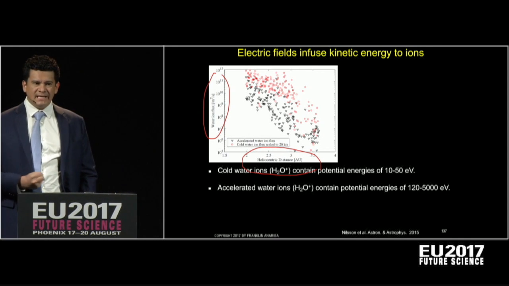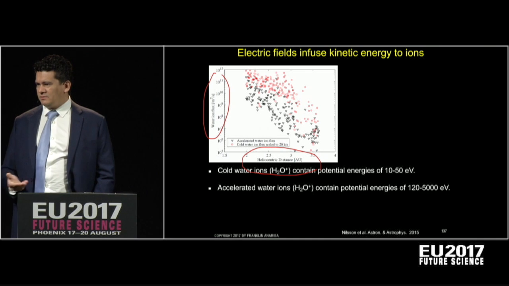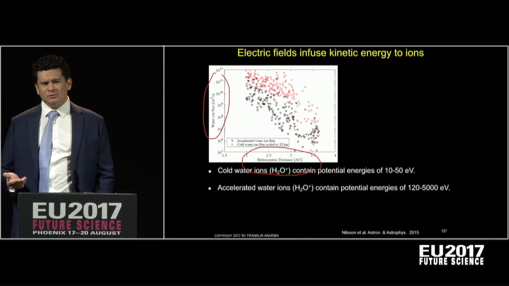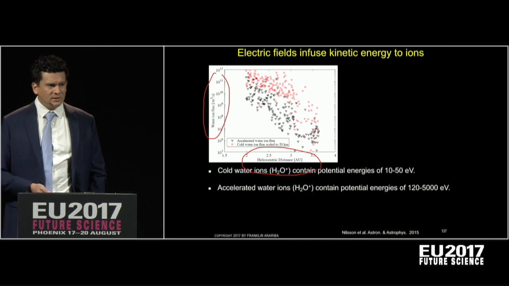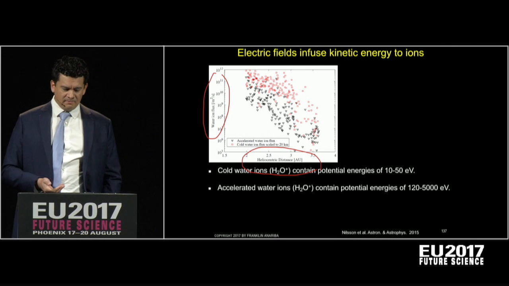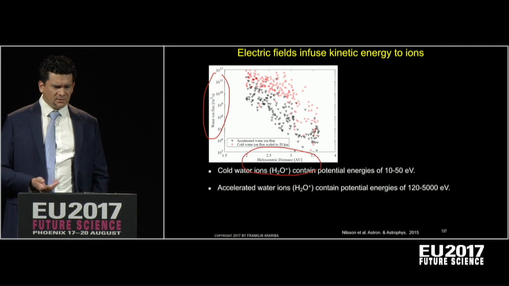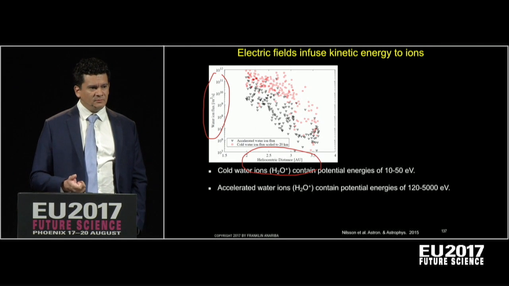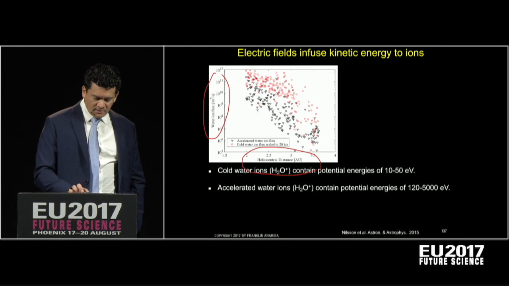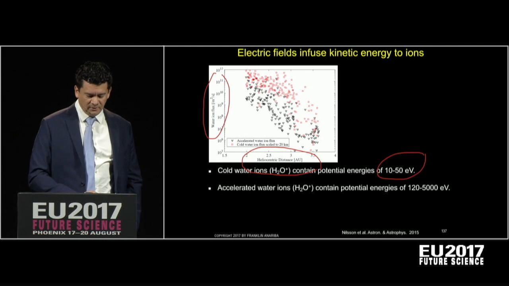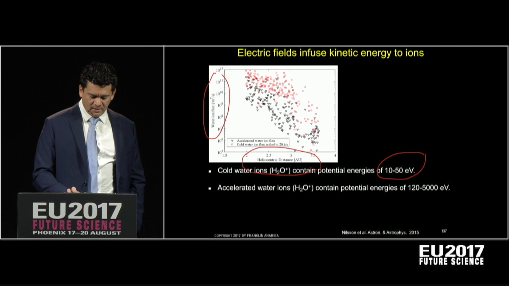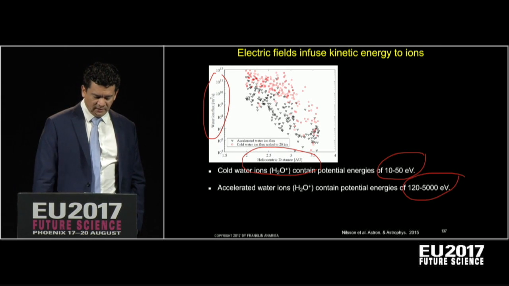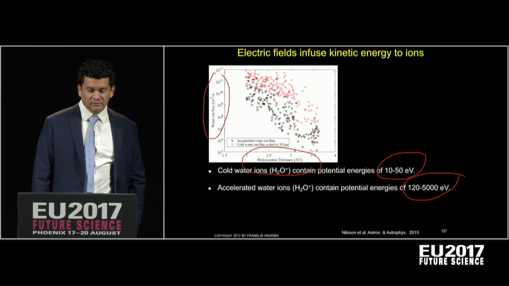And where does the kinetic energy come from? Especially since in the vacuum of space we're talking about very low temperatures. So kinetically speaking, they need to have energy coming from somewhere. And so it's the electric fields that provide the energy. There are two types that we can see here: the cold water ions, 10 to 50 electron volts, and hot ions, accelerated water ions, 120 to 5,000 electron volts.